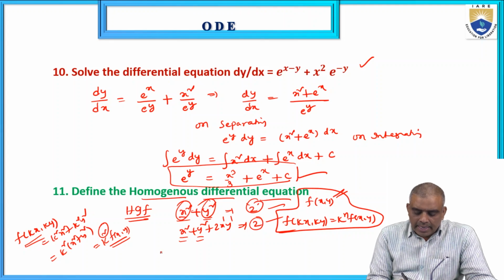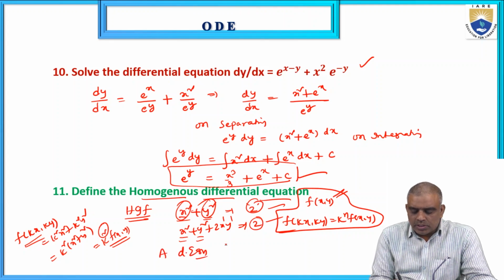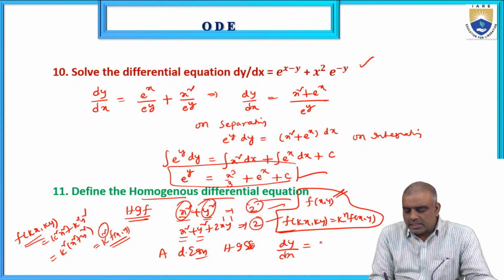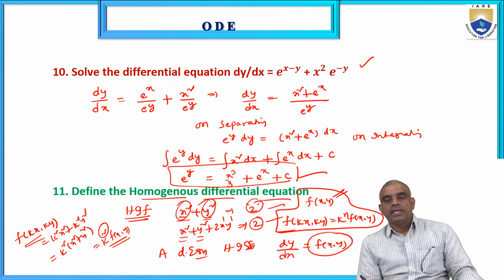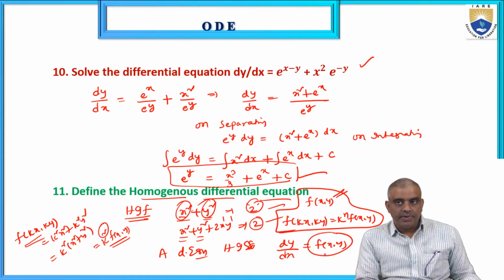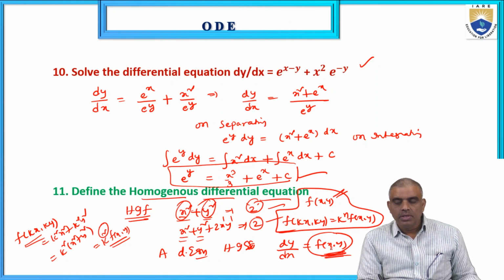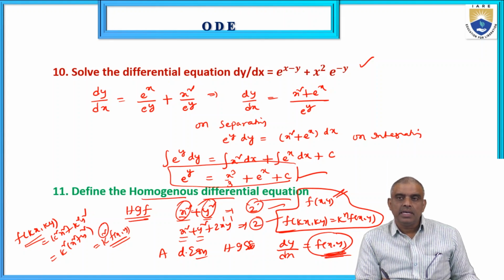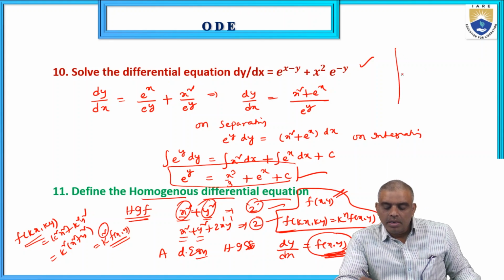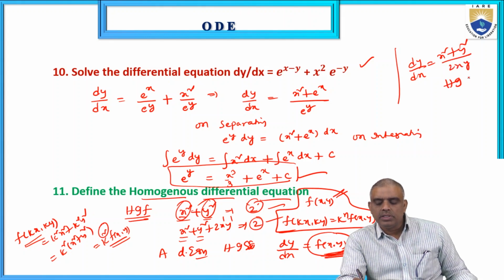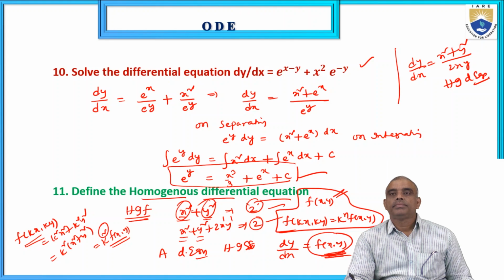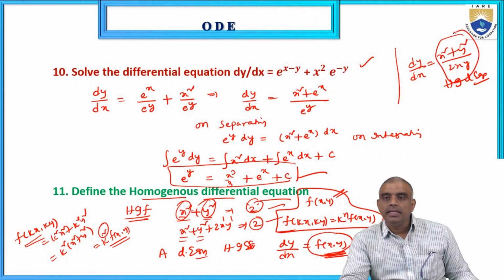So now a differential equation is said to be a homogeneous differential equation if it is in the form dy by dx is equal to f of x, y, where f of x, y is a homogeneous function of degree 0. If the right side function is a homogeneous function of degree 0, then it is said to be a homogeneous differential equation. For example, dy by dx is equal to (x square plus y square) by 2xy. It is a homogeneous differential equation because it is a homogeneous function of degree 0.